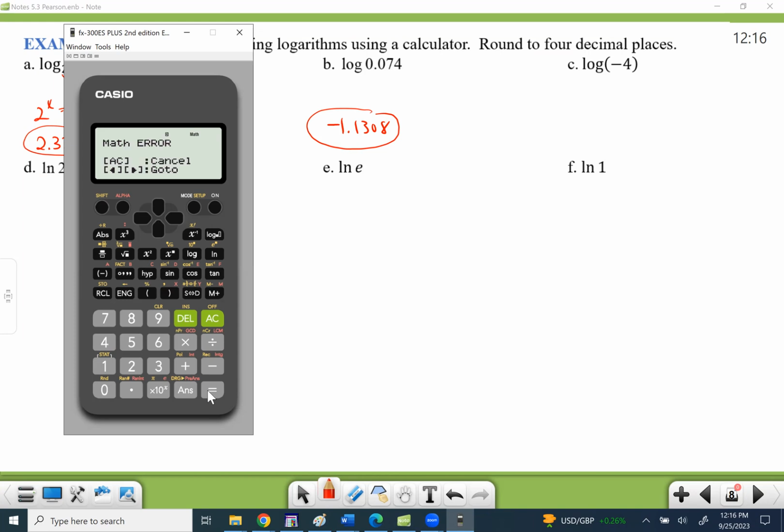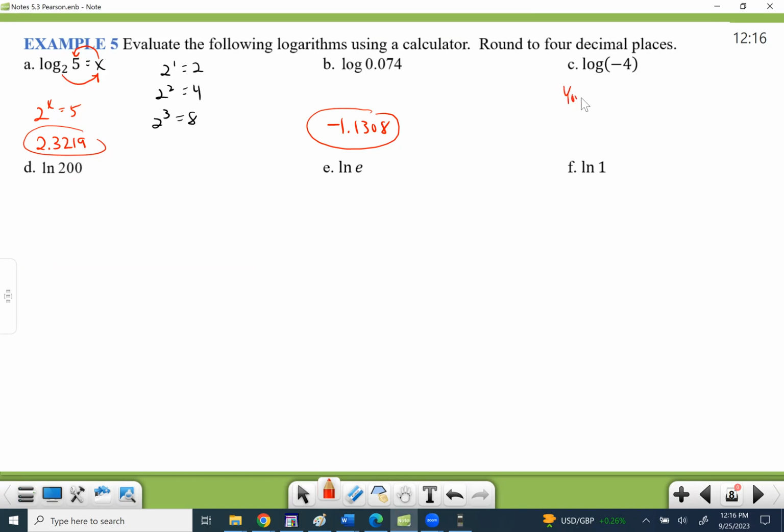Error. I put this on here so that we would realize we cannot log negative numbers, okay? You can't log negative numbers. So this would be like undefined or a domain error, whatever. Not in the domain. There we go. You can't log negative numbers.